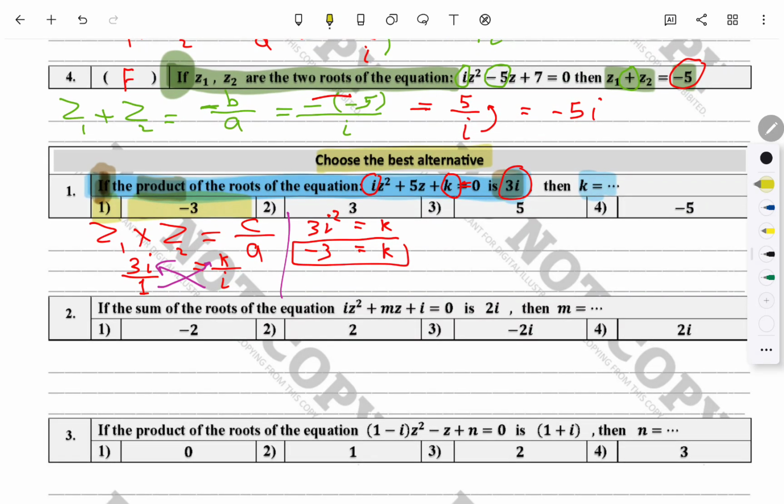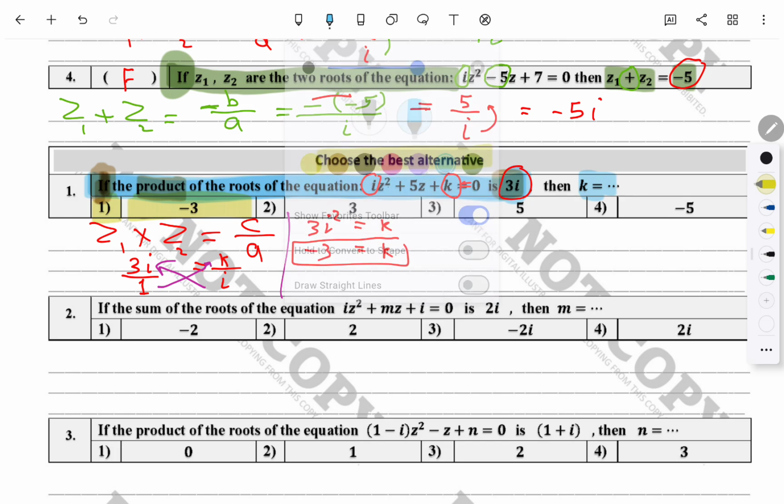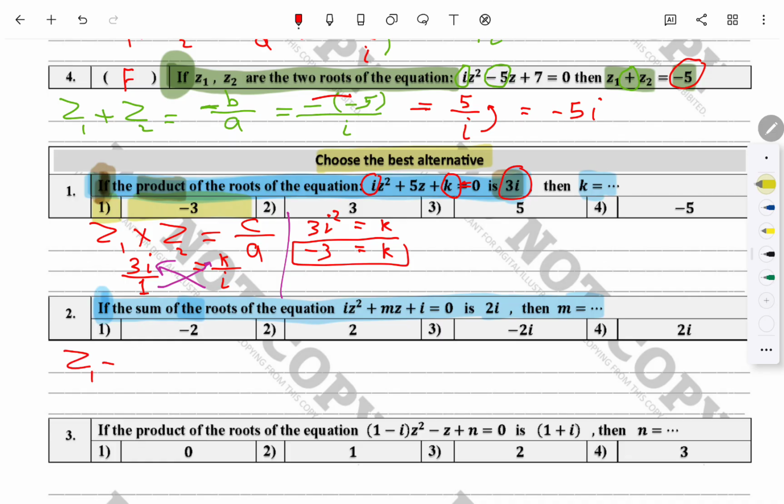Now in the second question, we can see that if the sum, again he is saying if, so focus on the word if, the sum of the roots of the equation is 2i, then he is asking you to find the unknown value, which is m. Now let's focus on the sum rule, which is z1 plus z2 equals negative b over a. Because 2i is the sum of the roots, so I will write it to the left equals negative b.